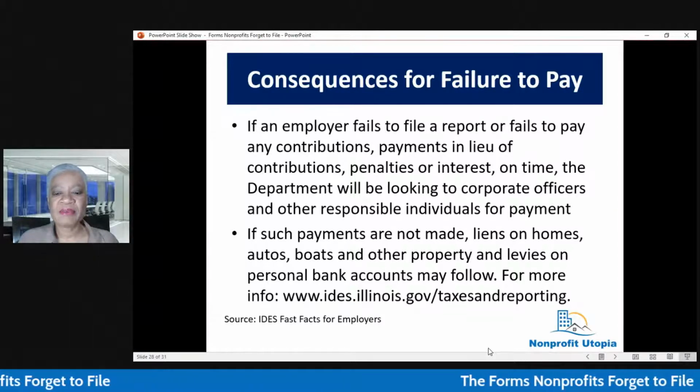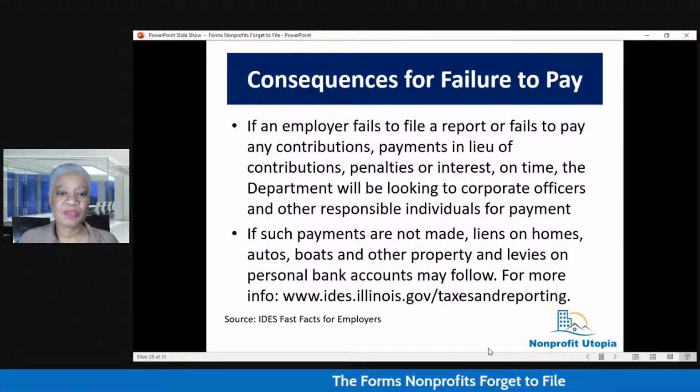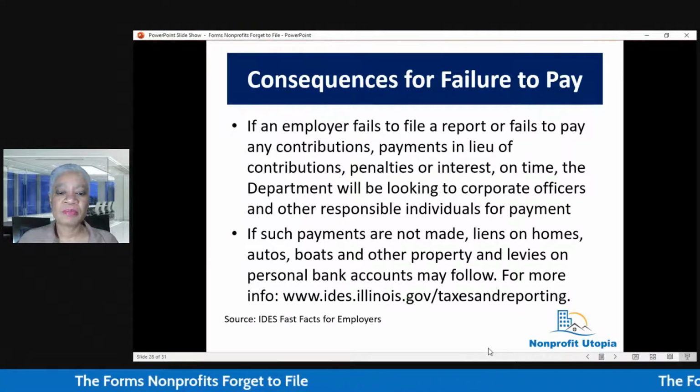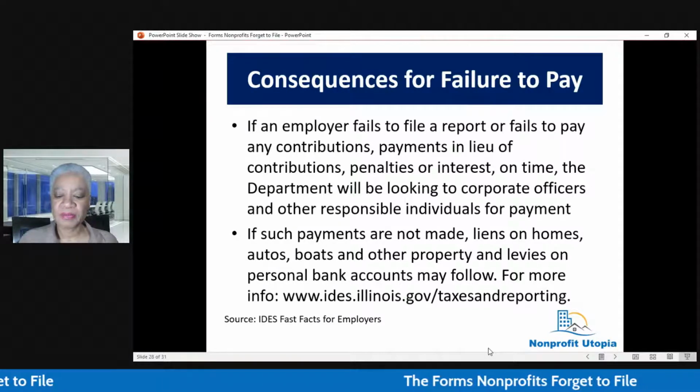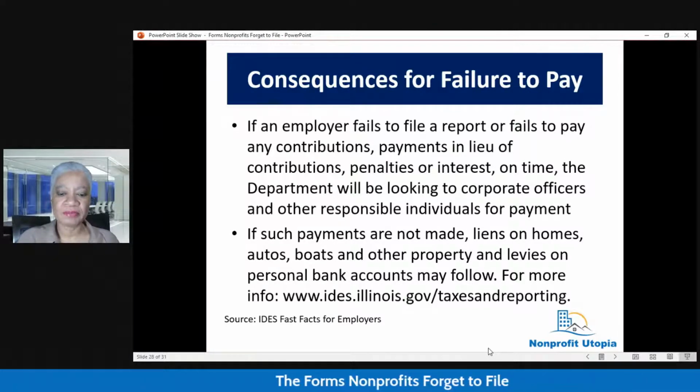They could even put a levy on your personal bank account, which means that you go to the bank one day and think you're going to make a withdrawal to pay for lunch, and you won't be able to get access to your account because the state has put a lien on it.